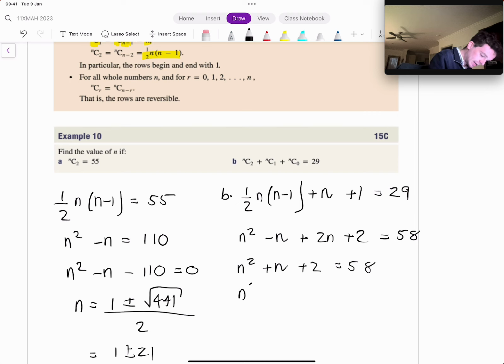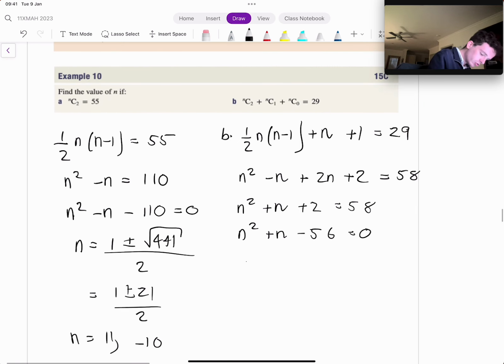Subtracting the 58, we get n squared plus n, 2 minus 58 is minus 56, equals 0. Using the quadratic formula, n is equal to minus 1 plus or minus the square root of 1 squared minus 4 times minus 56, which is 225. Not 255. 225, the square root of that over 2.